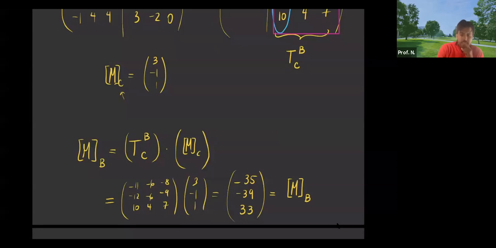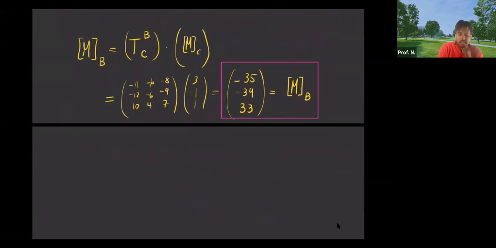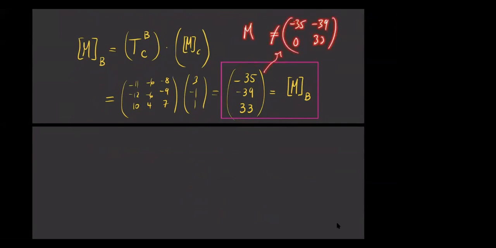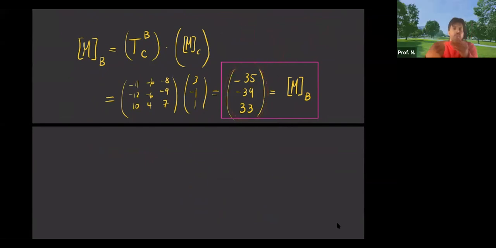I don't know if me saying that makes anything click in your head. This is not the matrix M. If I were to write this as -35, -39, 33, 0, this is not M. Do you understand? Yeah. This is the coordinates relative to the basis B of M.